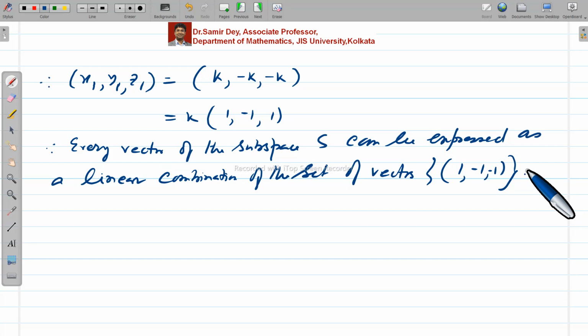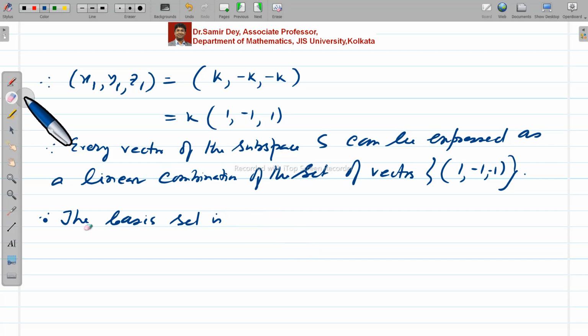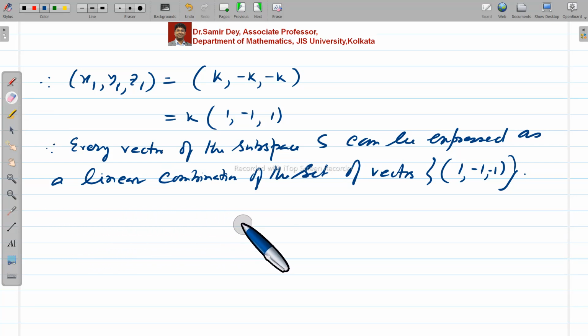Okay, so the basis set is, first of all, if we want to prove a basis, we need to prove the set of vectors is linearly independent, as well as all vectors can be expressed with the help of this set of vectors. So from here it is clear every vector of S can be expressed as a linear combination of this vector. Okay, as well as how many vectors you have in this set.